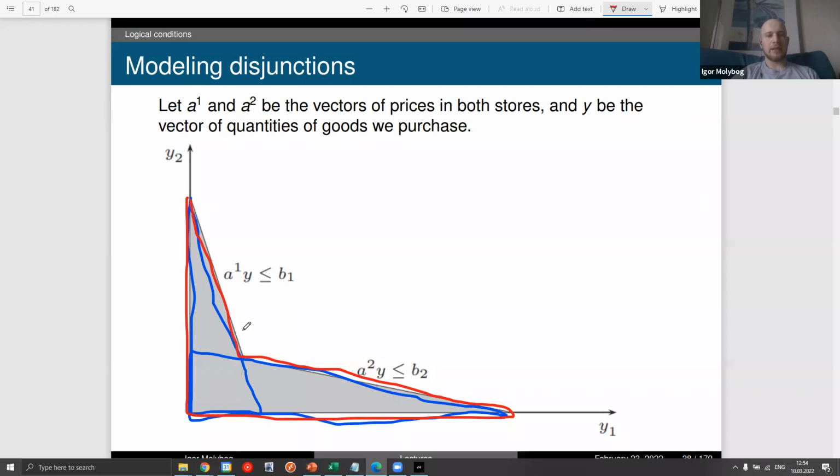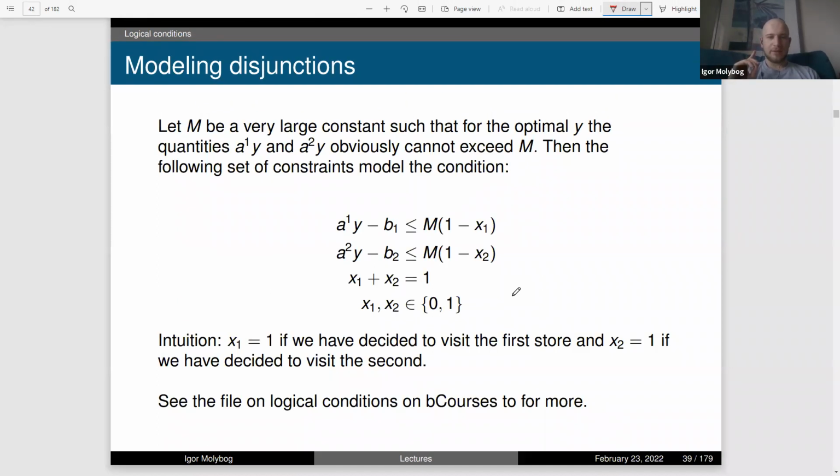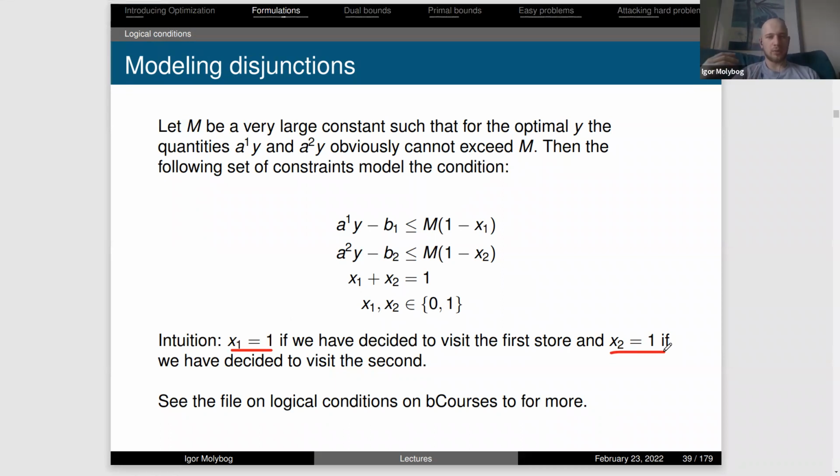How to do this is to introduce auxiliary variables x1 and possibly also x2 that tell you to which store you're going, what is the decision that you're making. These x1, x2 are binary variables because they correspond to a logical decision.